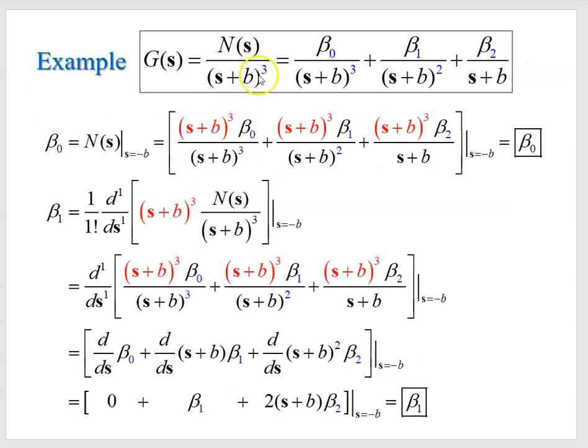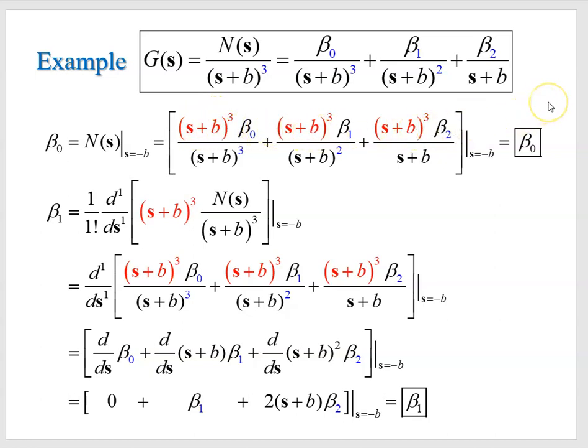So let's look at an example where we just have 3 repeated roots at s equal to negative b. Our partial fraction expansion is to expand that into the sum of 3 terms: beta 0 over s plus b to the power of 3, beta 1 over s plus b to the power of 2, and beta 2 over just s plus b to the power of 1, which we'll just say s plus b. So our beta 0 we can find the same way. We just multiply g of s times s plus b cubed.